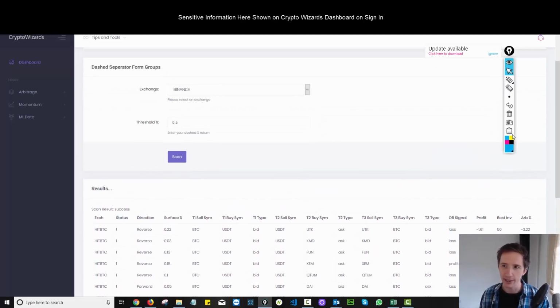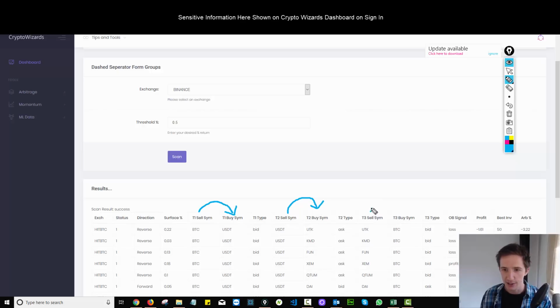Because the way that this tool is working, what it's doing is it's actually, oh man, I love this. What it's doing is it's actually showing you the trades. So trade 1, sell BTC for US dollar Tether. Trade 2, sell US dollar Tether for UTK.